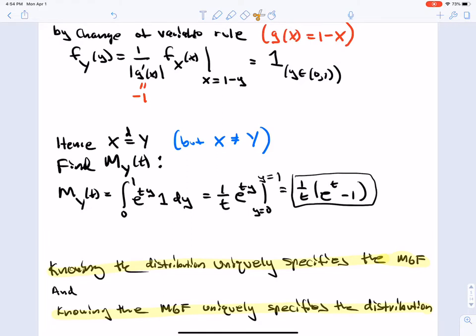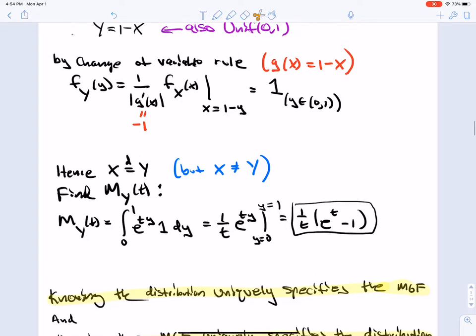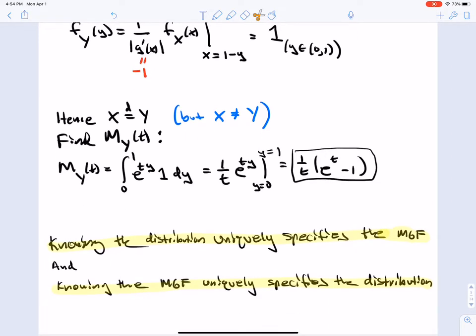So x and y are not equal, but they are equal in distribution. And the moment generating function is exactly the same, as you can see right here. So the point is that knowing the distribution uniquely specifies the MGF, and knowing the MGF uniquely specifies the distribution.